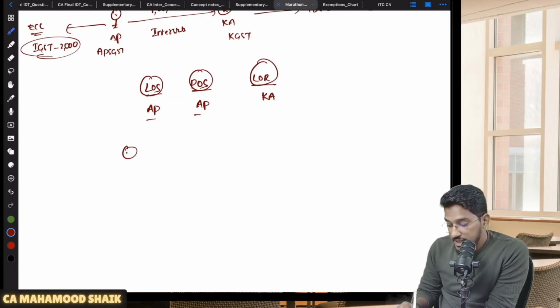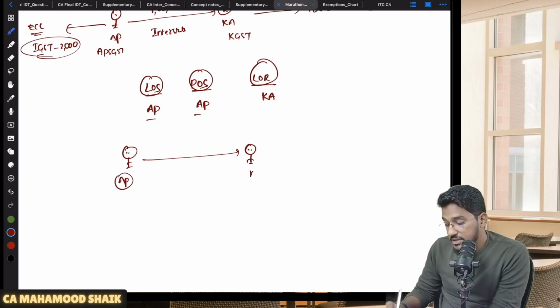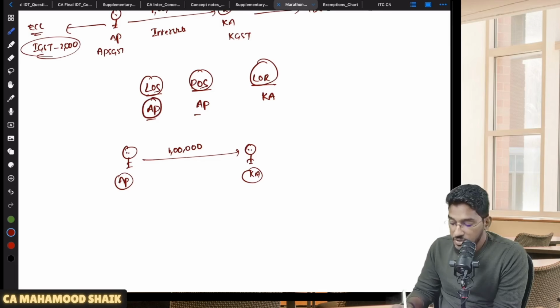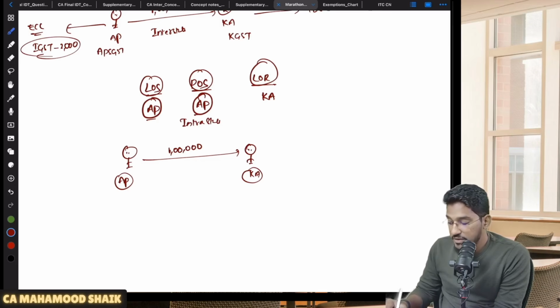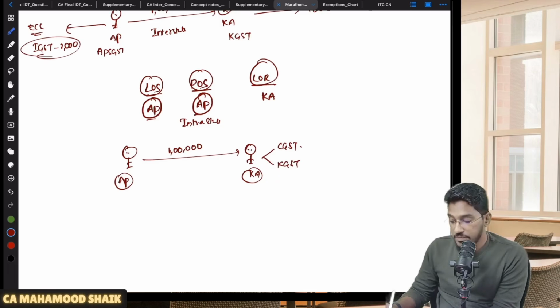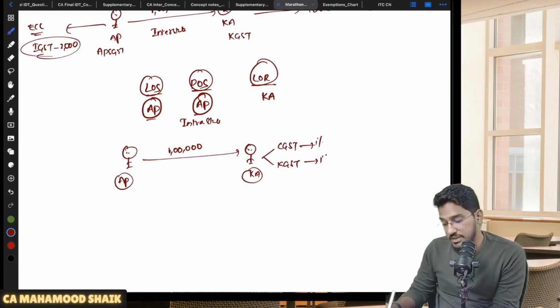Once again, if I give you a presentation here, there is a supplier in Andhra Pradesh and a recipient in Karnataka. He is registered with AP, he is registered with Karnataka. 1 lakh worth of supply has taken place. Now you tell me what is the nature of supply. Since location of the supplier and place of supply both are falling within the same state, it is an intra-state supply. So the recipient is required to deduct CGST and Karnataka GST, since he is registered with Karnataka government. 1% he will deduct, 1% he will deduct.